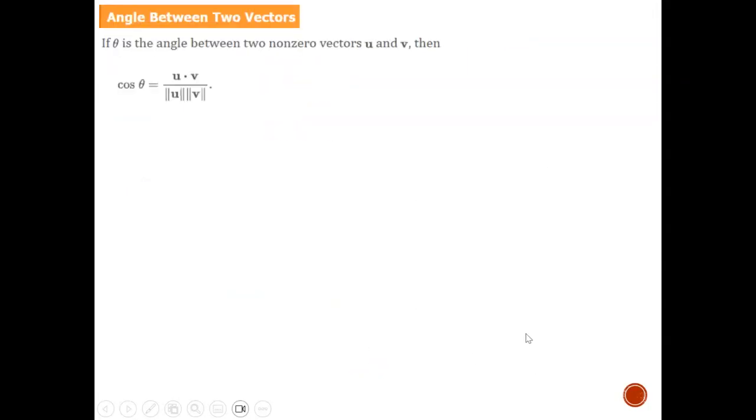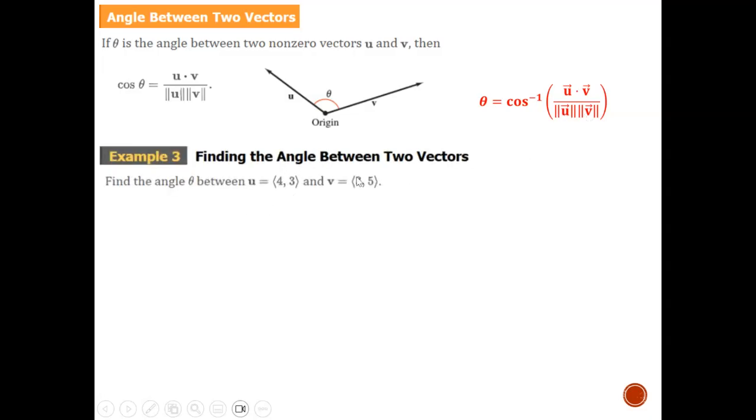Now let's continue. Now comes the angle between 2 vectors. So this is your formula, guys. The cosine of theta is equal to the dot product of u and v over the magnitude of u times the magnitude of v. This can be done in 4 steps. Really, guys, this is what we're looking for, the angle between 2 vectors. To make it simpler, theta is equal to the arc cosine of parentheses u dot product v over the magnitude of u times the magnitude of v.